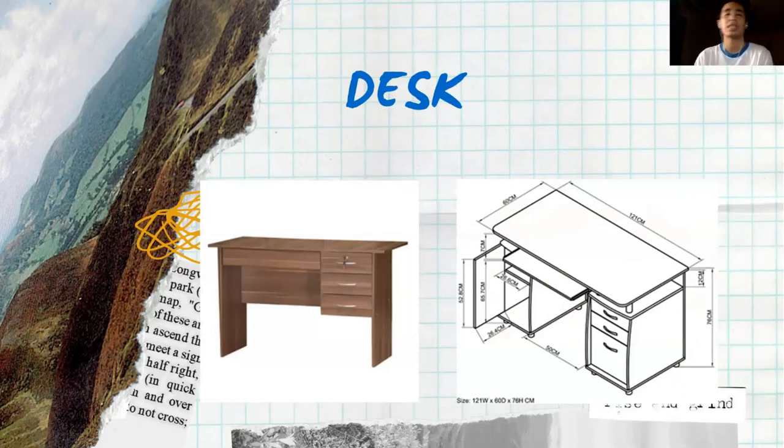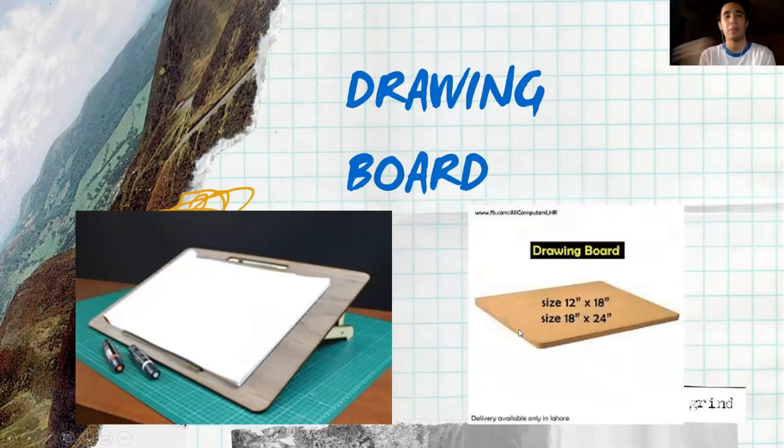That's a changing table. A desk. Everyone has it. It's mostly all over the house. These are the desk measurements. A desk can be personalized. That's a desk. Drawing board. Basically, it's a drawing board where you draw. It still has different sizes, but these are the ones available that I see.